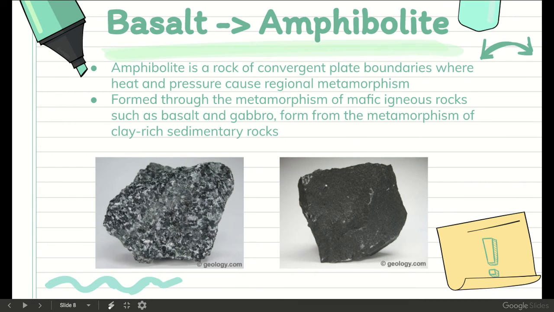Basalt, a very common type of extrusive, sometimes intrusive, but highly extrusive igneous rock. When it undergoes metamorphism, it becomes a metamorphic rock called amphibolite. I don't know who's naming these. That's a confusing, weird name. But yes, basalt becomes amphibolite. Fun one to say.